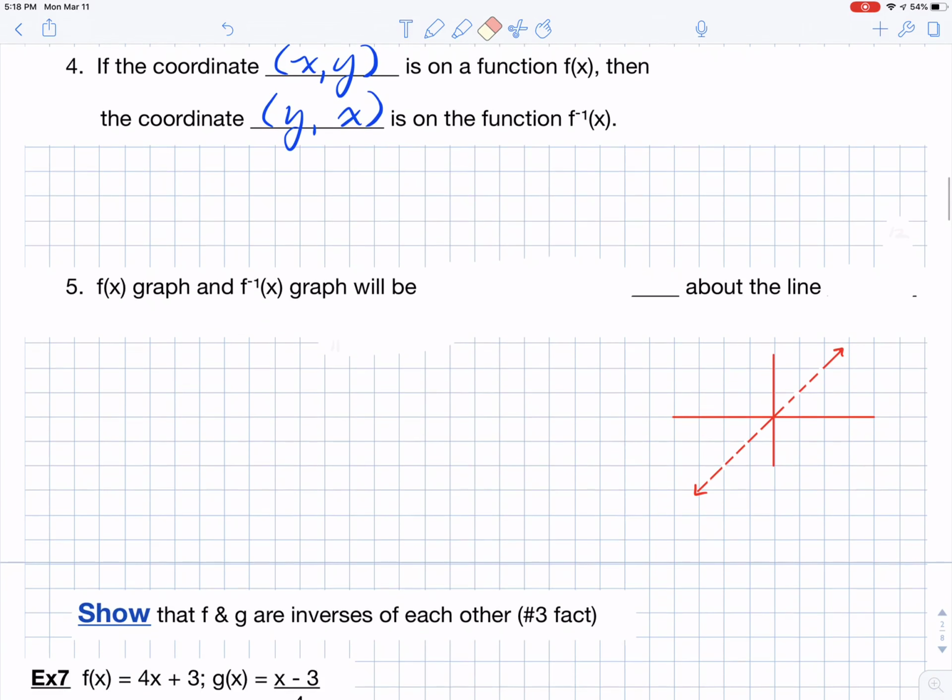Interesting fact number 5 says that the f graph, the original graph, and the inverse graph are going to be symmetric about the y equals x line. So these are the 5 interesting facts for inverses and their functions.